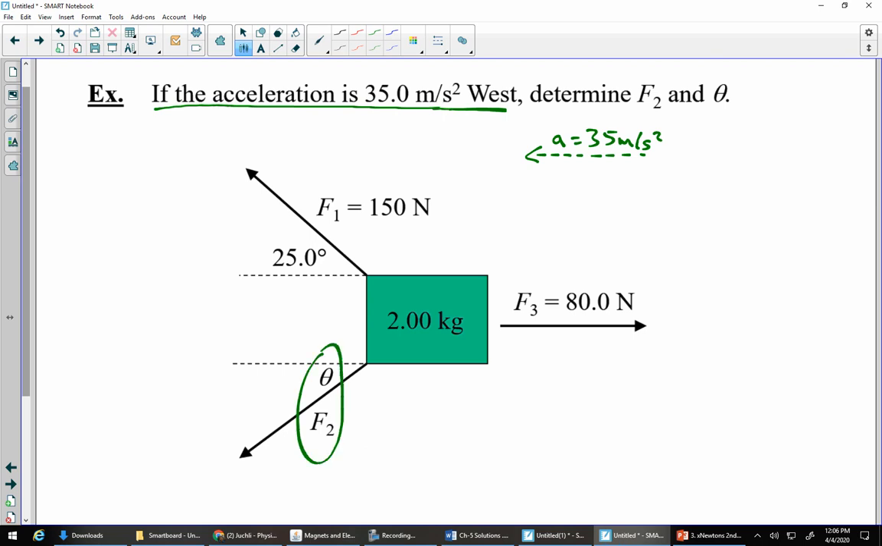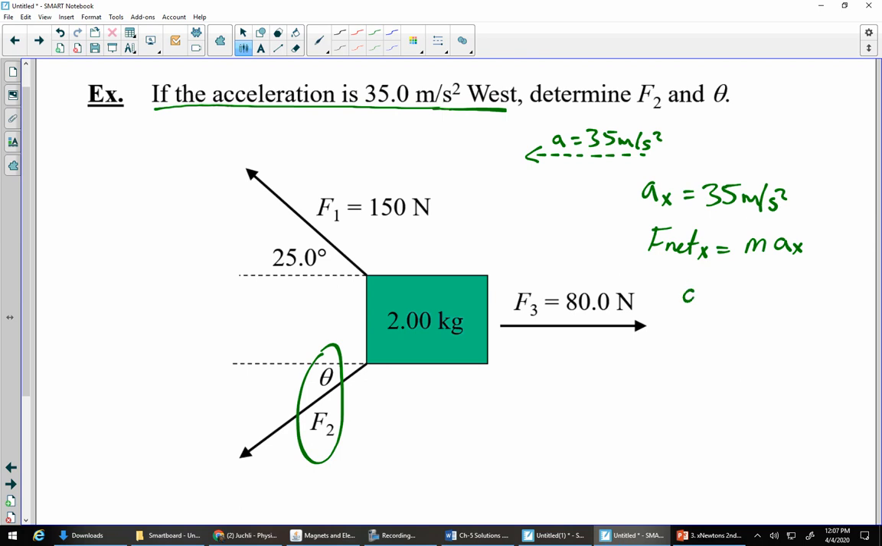So the big key is I'm doing the whole thing in components. So I can think about my net force. Actually, let's go back one split second there. What is the x component of my acceleration? Well, if it's towards the west, all of it is my x component. So that means that my net force in the x component is just the mass times the acceleration in my x component, which is the entire 35 meters per second squared.